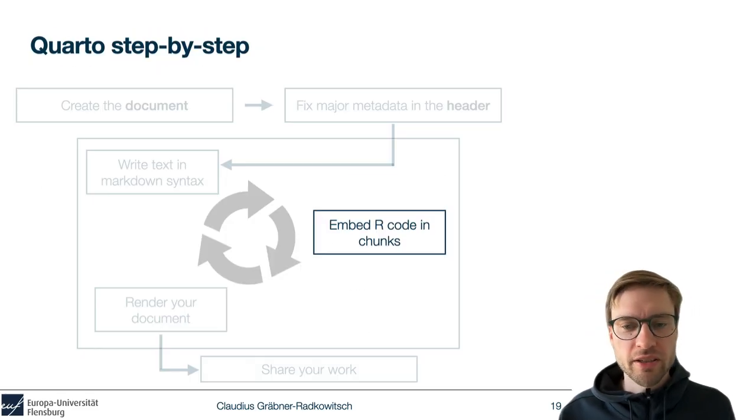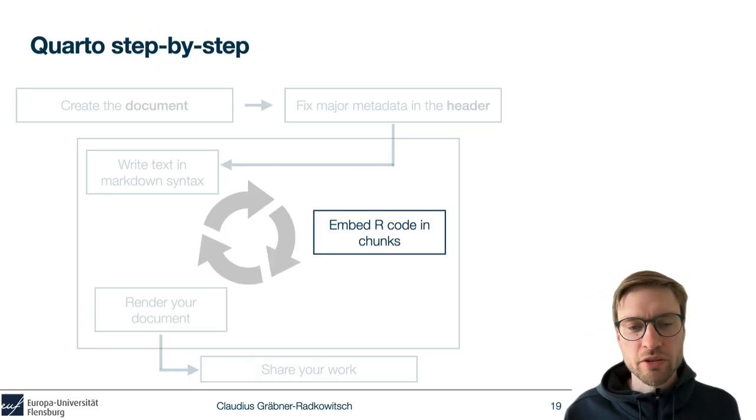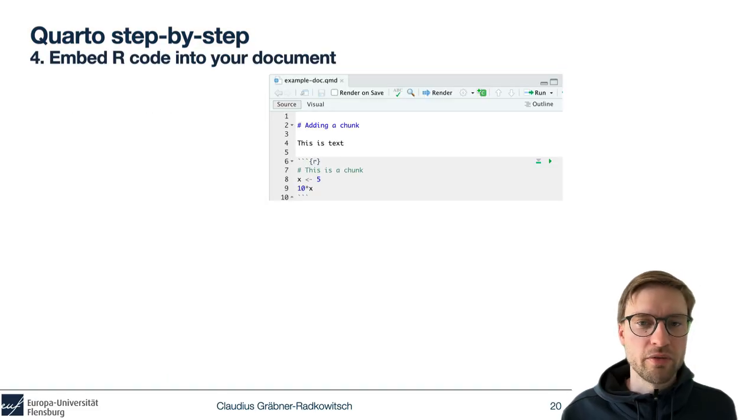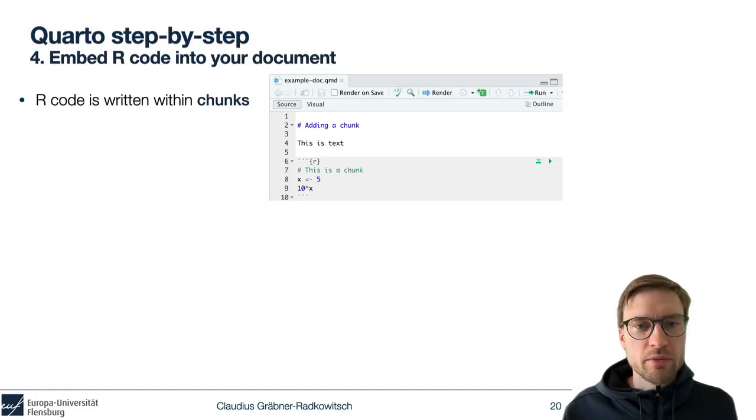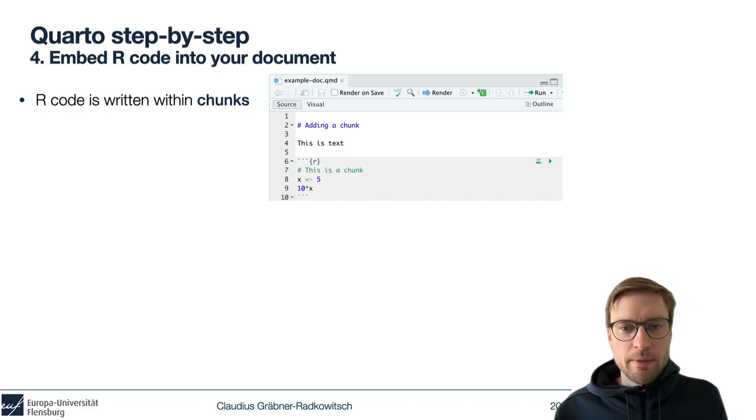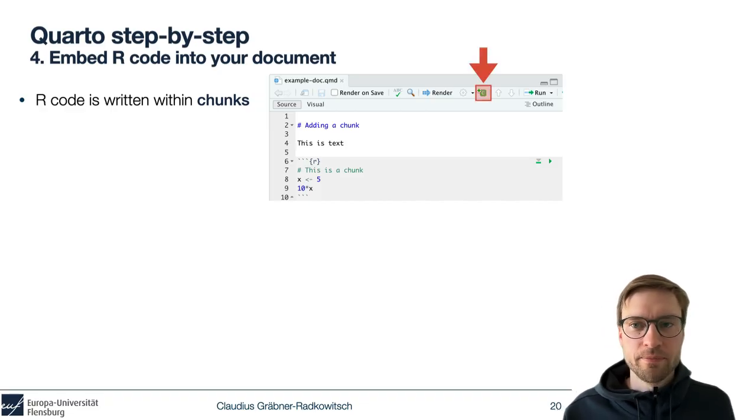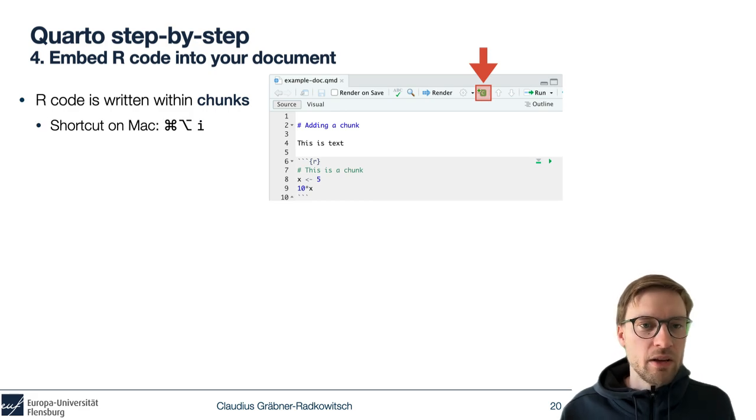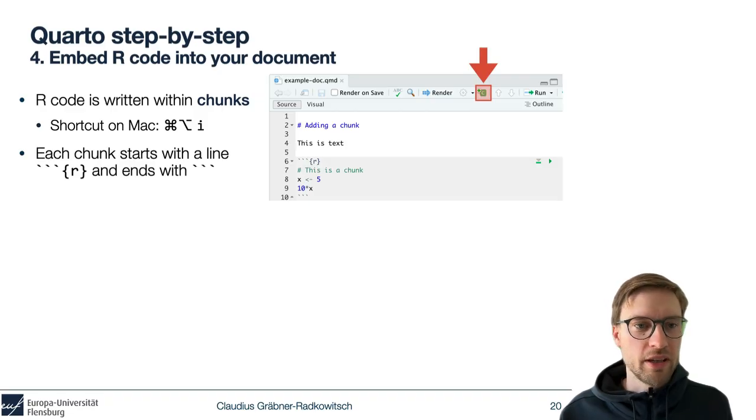Embedding R code and chunks. Well, you know how to write R code, so we now really focus more on this idea of a chunk. R code is written within these pieces called chunks, and in RStudio you see them as parts of the code that have this gray background. If you want to create a new chunk, you can either click on this button or use a shortcut. That usually saves you a lot of time.